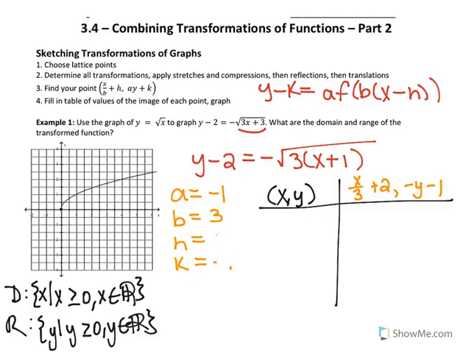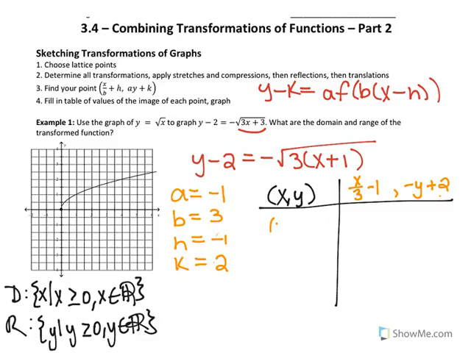Okay, that's not right because I put these in the wrong spots. So my k value is 2 and my h value is -1. I couldn't figure out what I did wrong, I just wrote them in the wrong spots. Okay, so it's going to be x over 3 minus 1 and negative y plus 2. There we go, we're good now.